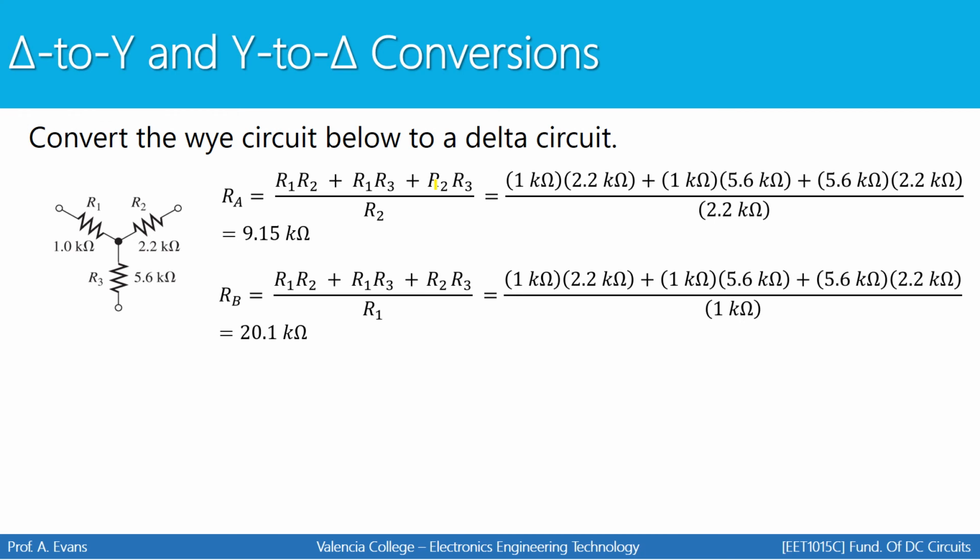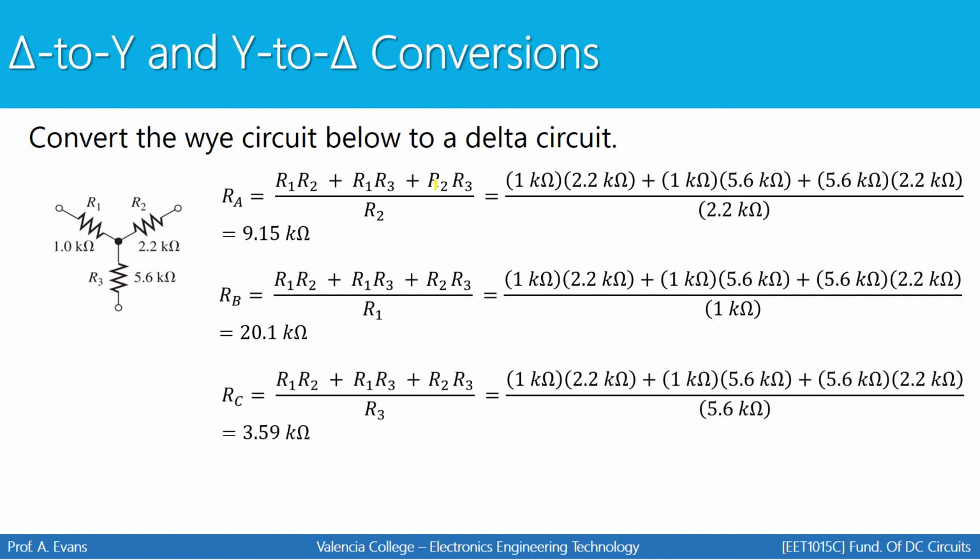Here's the formula for RB. RB will come out to be 20.1 kiloohms. And here's the formula for RC. RC will come out to be 3.59 kiloohms.